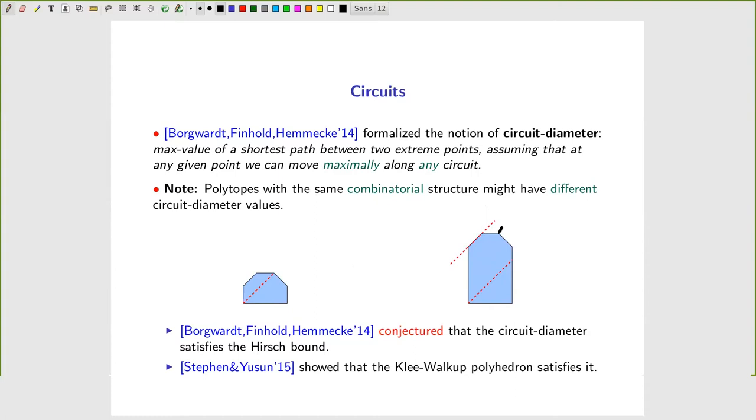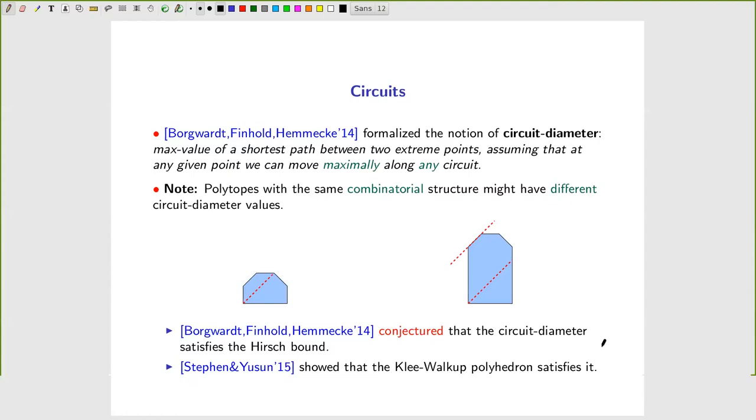On the other hand, there are some interesting conjectures about circuits. For example, Borgwardt, Finhold, and Hemmecke conjectured that the circuit diameter indeed satisfies the Hirsch bound, so number of facets minus dimension. And if you remember, yesterday we said that there are some counterexamples to the Hirsch bound for the normal notion of diameter. In particular, we said that there was this Klee and Walkup result that gives a counterexample to the Hirsch bound for unbounded polyhedra. And actually, Stephen and Yusun showed that this example satisfies instead the Hirsch bound. So it is not a counterexample. And they showed it independently of the way in which you realize your polytope.